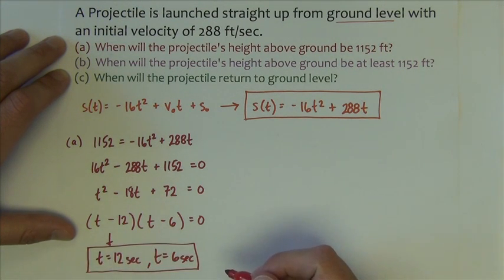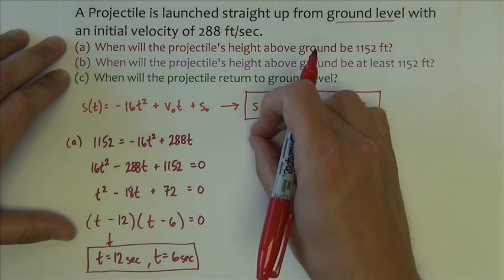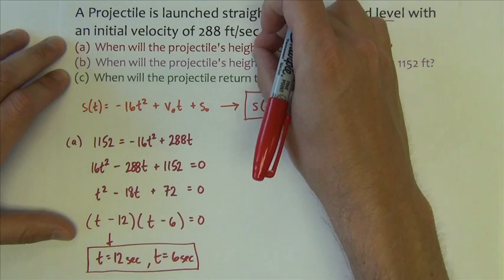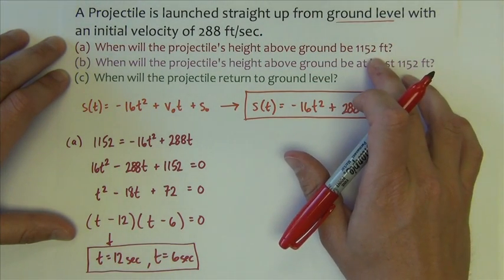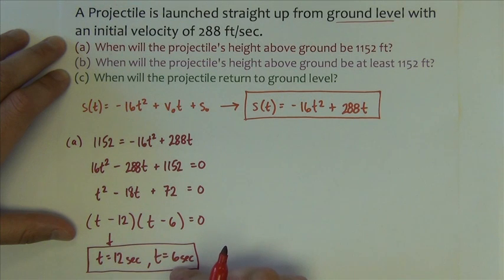You might ask, why is there two answers? Because the projectile is shot straight up. It's going straight up, and then it's going to come back down. So it's going to hit this height of 1,152 feet on the way up after 6 seconds, and on the way back down after 12 seconds.